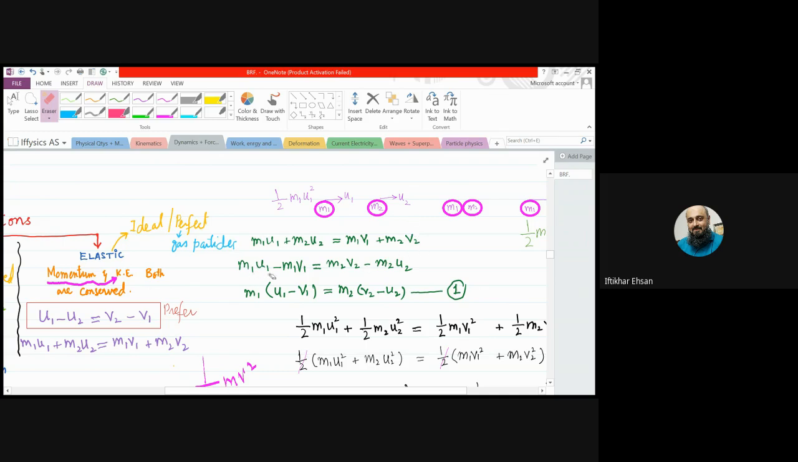Now, can we take M1 common from these two? You have to write it, please. M1 bracket U1 minus V1. Similarly, we can take M2 common from these two and it can be rearranged like that. Actually, we have only rearranged the formula of conservation of momentum into this form. It's nothing very extraordinary. We have just arranged M1 on one side and M2 on the other side. We name this equation number one. Right?